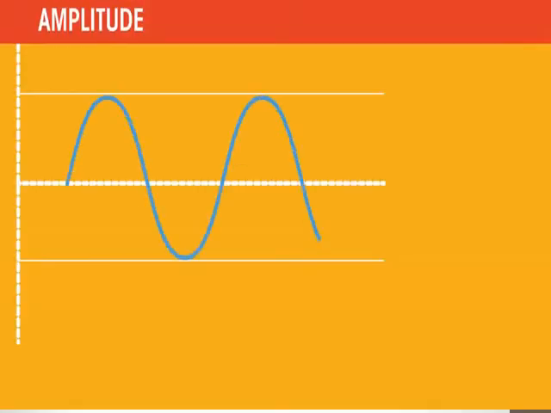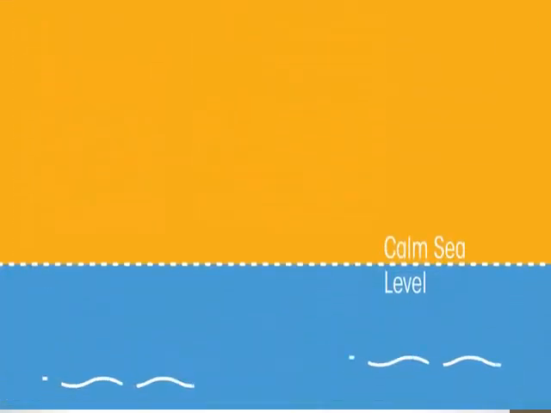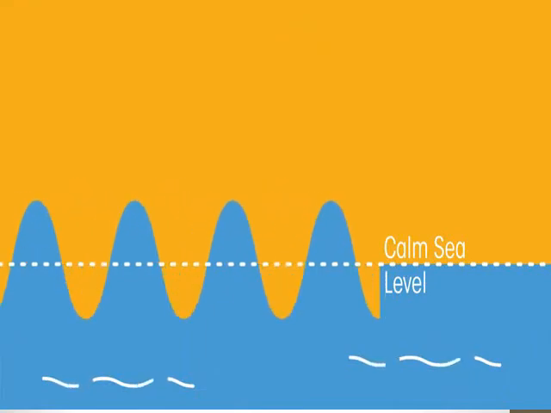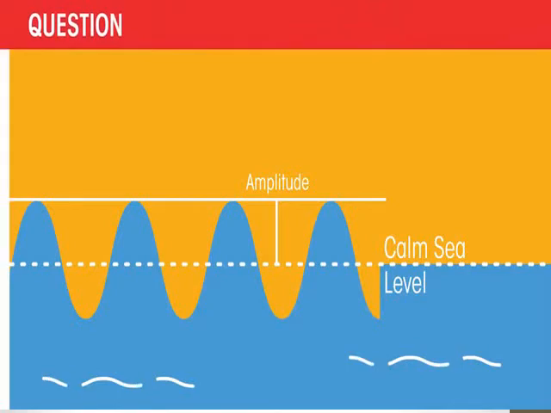Now let's discover number 2, wave amplitude. Amplitude is the maximum displacement achieved by the medium particles away from their rest positions. And you can discover that in the following example. Here, amplitude is the maximum displacement achieved by water particles away from its rest position or its calm sea level.